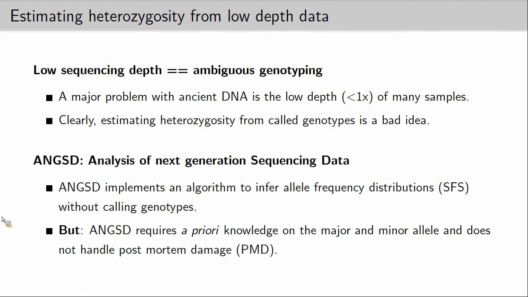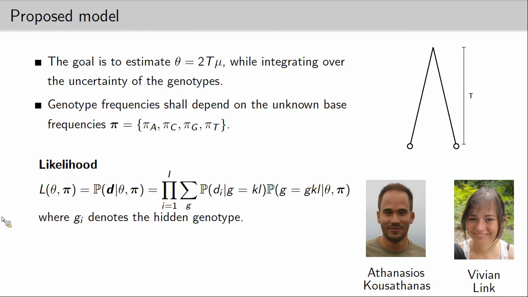The second problem with ANGSD is it does not actually handle postmortem damage. And if we don't handle that, we're going to grossly overestimate diversity. Okay? So we needed a different approach. This is when we came in, together with a postdoc in the group, Athanasios Kousathanas, and a PhD student, Vivian Link, and we developed methods to analyze this data, inferring genetic diversity.